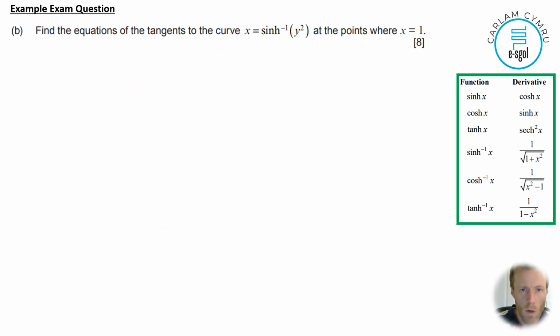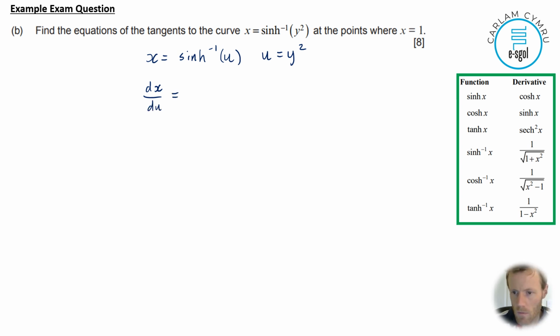Okay, so we'll just look at one more differentiation question. Find the equations of the tangents to this curve. And this time it's x equals something rather than y equals something. Now I'm just going to rewrite this as x equals the inverse sinh of u, where u is y squared. And I'm going to differentiate here. Normally we do dy over du. This is going to be dx over du.